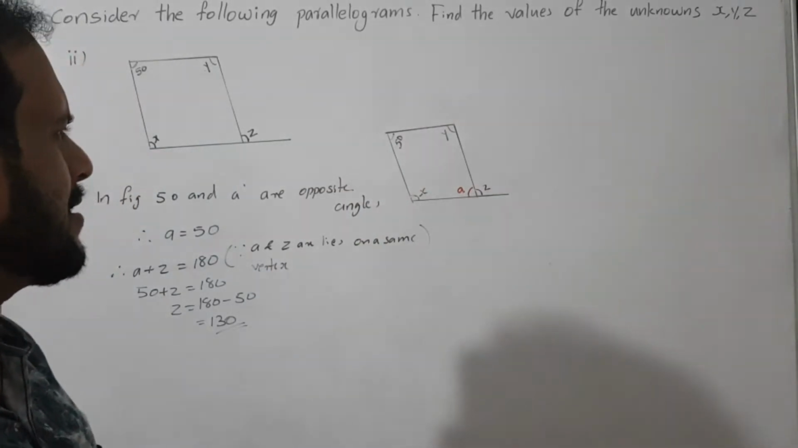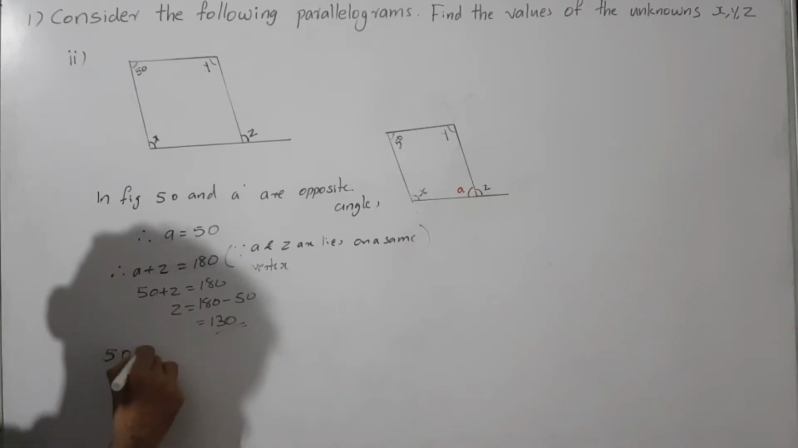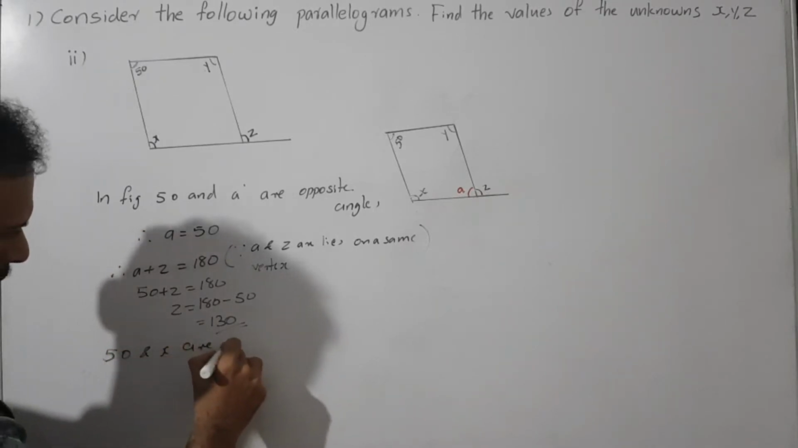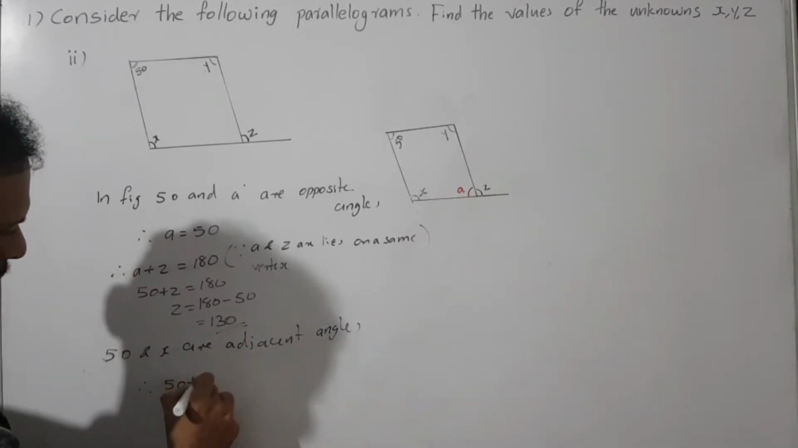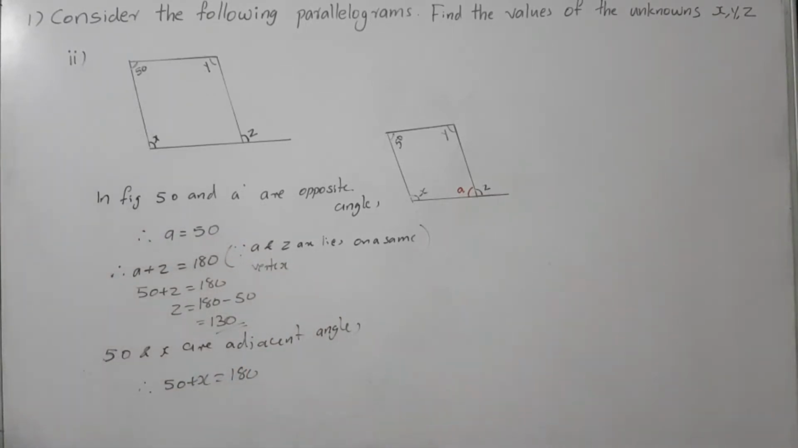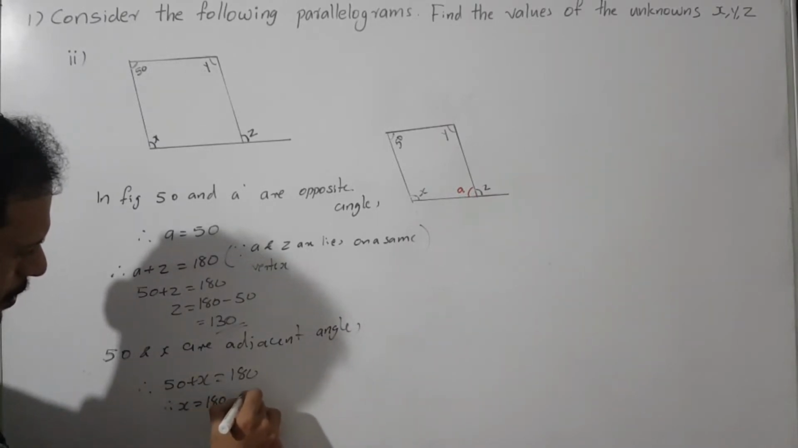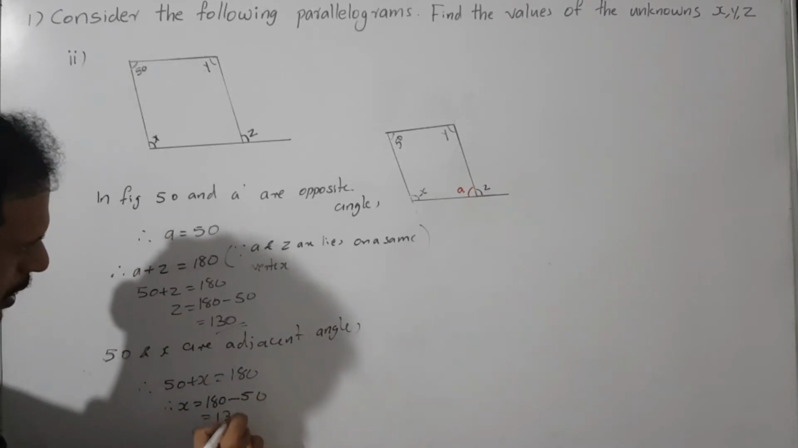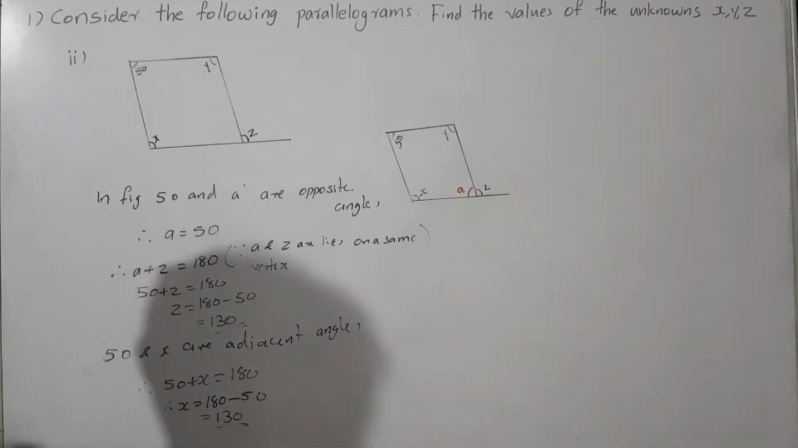So I consider here 50 and X are adjacent angles. Therefore 50 plus X is equal to 180. We know the adjacent angles are supplementary. Therefore X is equal to 180 minus 50, which is 130. What is the value of X? The value of X is equal to 180 minus 50, which is 130.